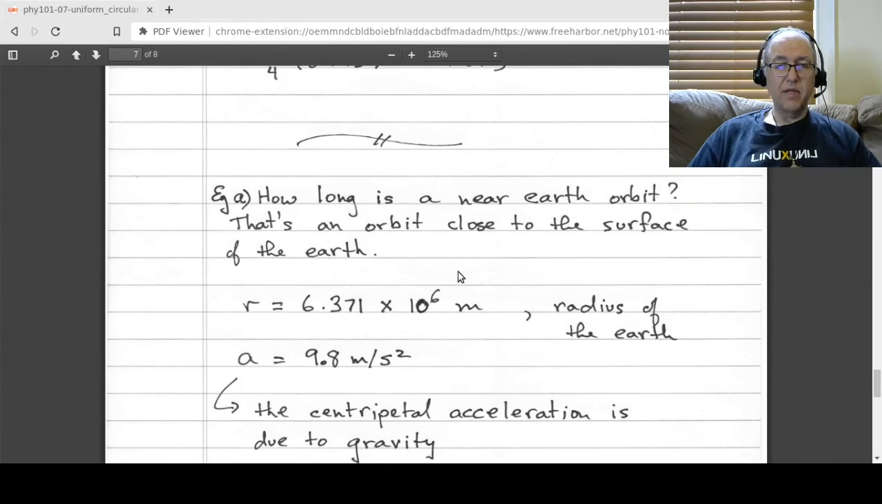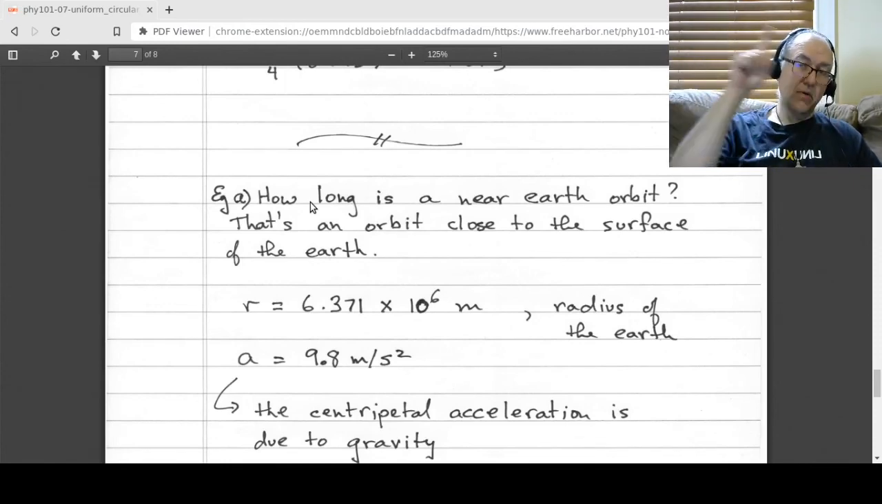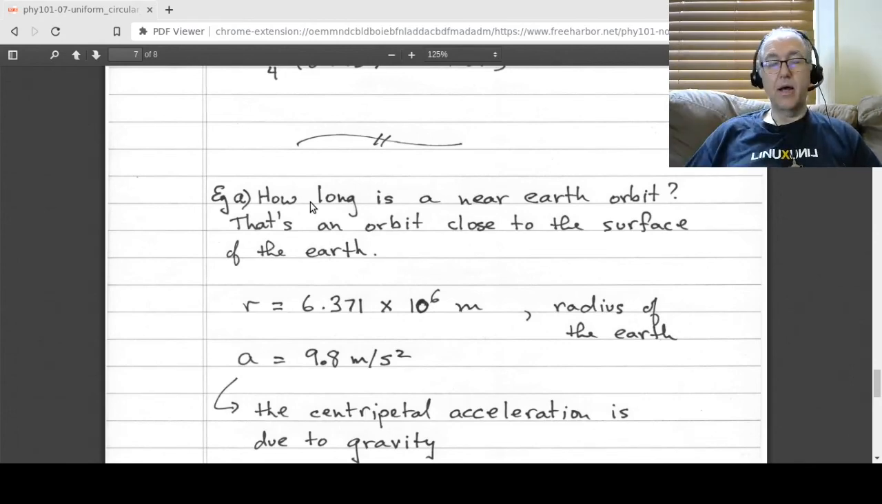That's not the point of this, but I just wanted to give you an idea of what a near Earth orbit is. If you could get a near Earth orbit, it would only take about 90 minutes to go around the entire Earth, about an hour and a half, which is pretty neat. You could start at New York City, say, do a low Earth orbit, go around the Earth and come back in about 90 minutes. We'll see that as I solve the problem, because that's what I'm asking for. How long is a near Earth orbit?